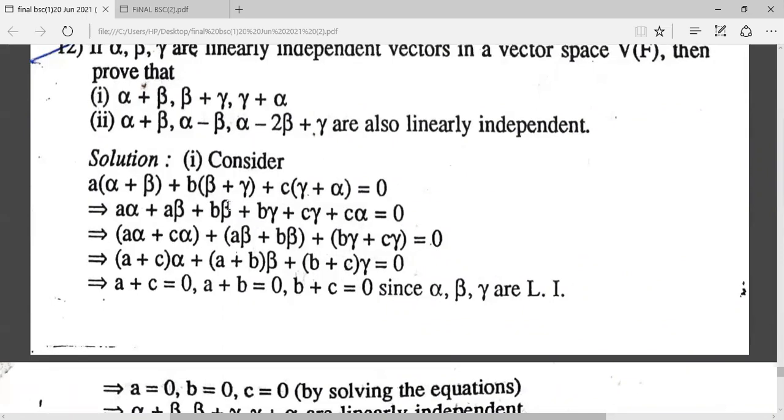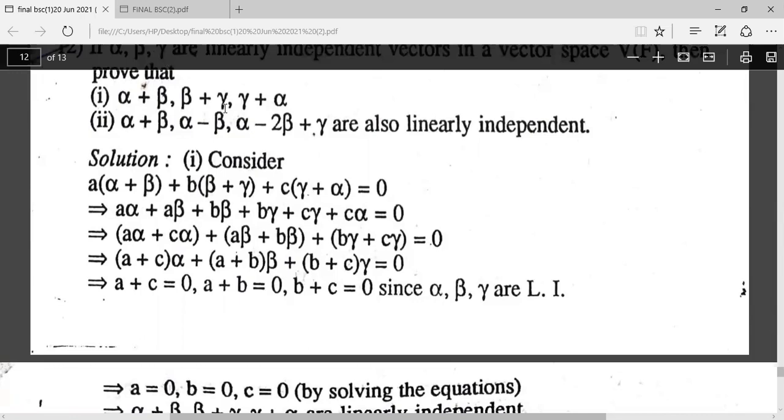ಹಾಗೆ ಬೀಟಾ ಇರೋದು ಎರಡು terms ಇದೆ. A beta plus B beta. Gamma ಇರೋದು ಎರಡು terms ಇದೆ. Therefore it is B gamma plus C gamma. ಇಲ್ಲಿ ಆಲ್ಫಾನ ಕಾಮನ್ ತೆಗೆಯೋಣ, ಎರಡನೇ ಟರ್ಮ್ ಬೀಟಾ ಕಾಮನ್ ತೆಗೆಯೋಣ, ಮೂರನೇ ಟರ್ಮ್ ಅಲ್ಲಿ ಗಾಮಾ ಕಾಮನ್ ತೆಗೆದ್ರೆ ಯು ವಿಲ್ ಗೆಟ್ A plus C into alpha plus A plus B into beta plus B plus C into gamma equals 0.